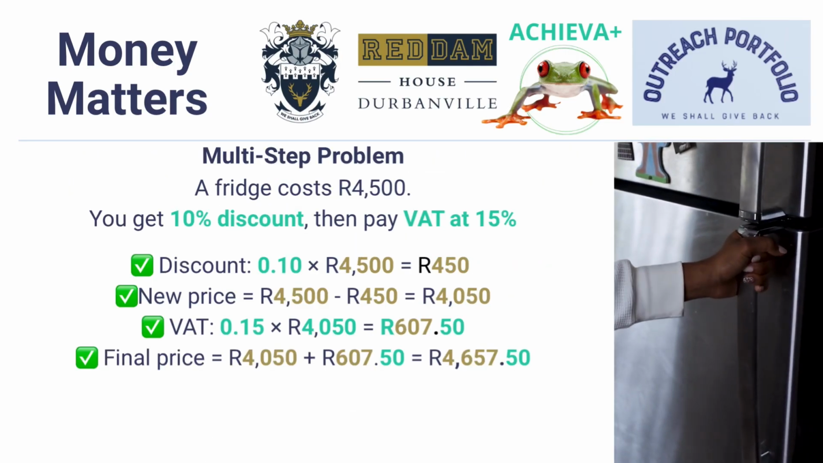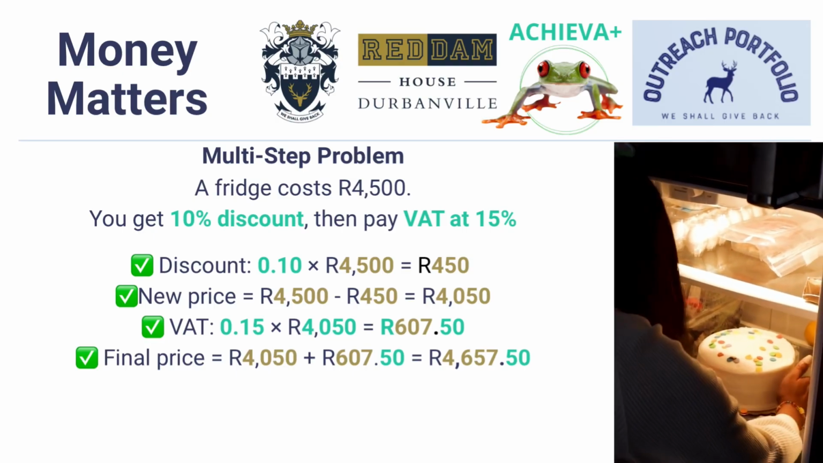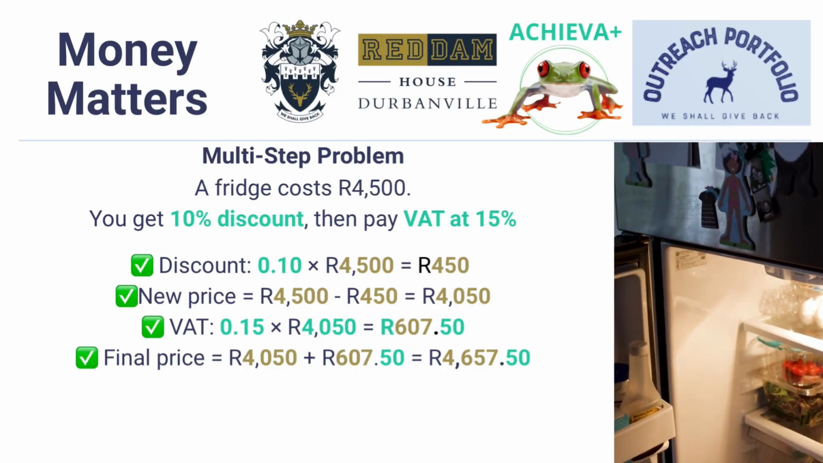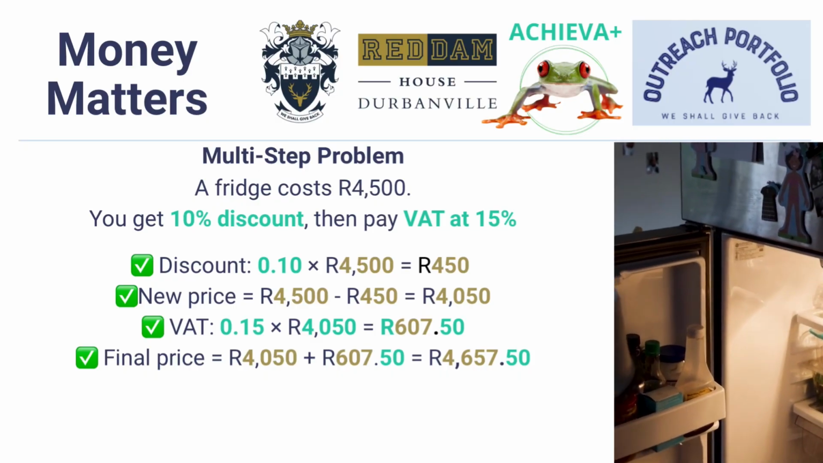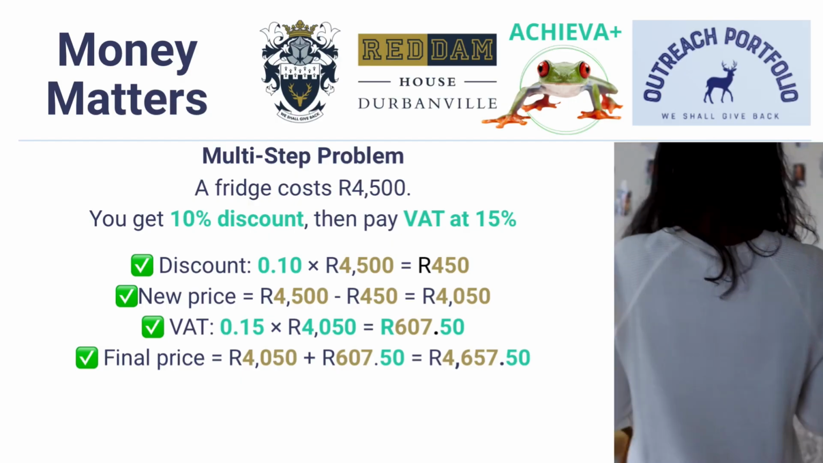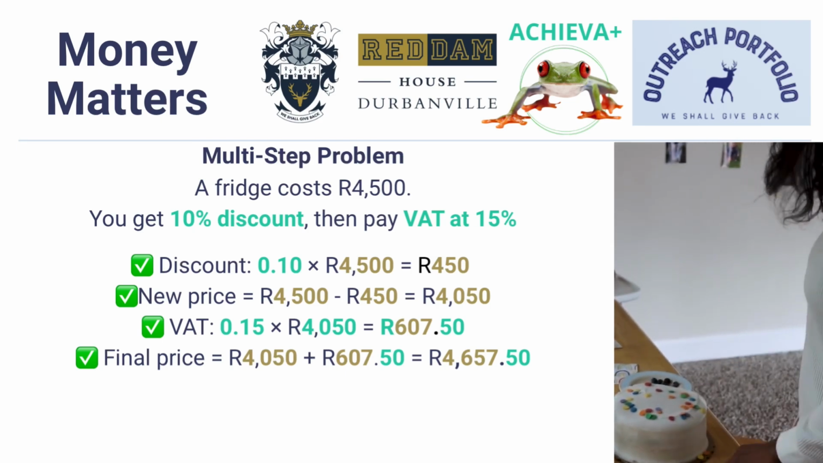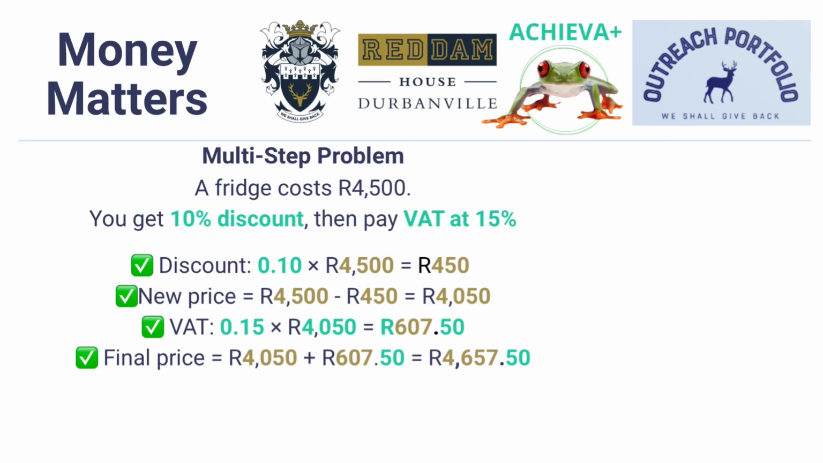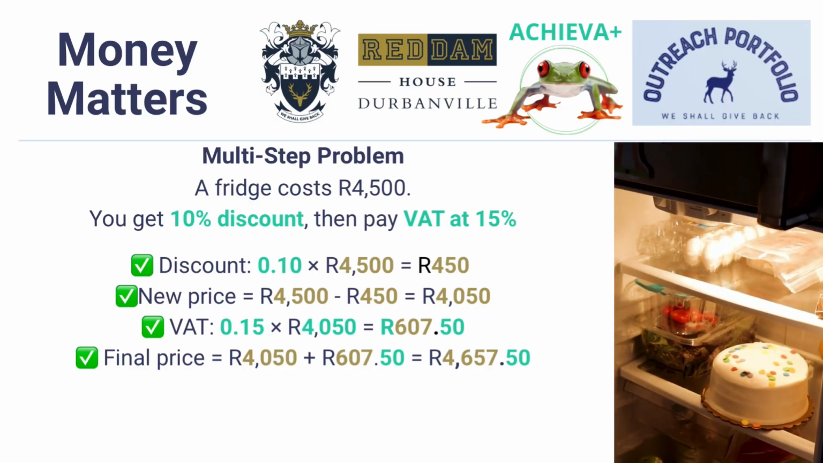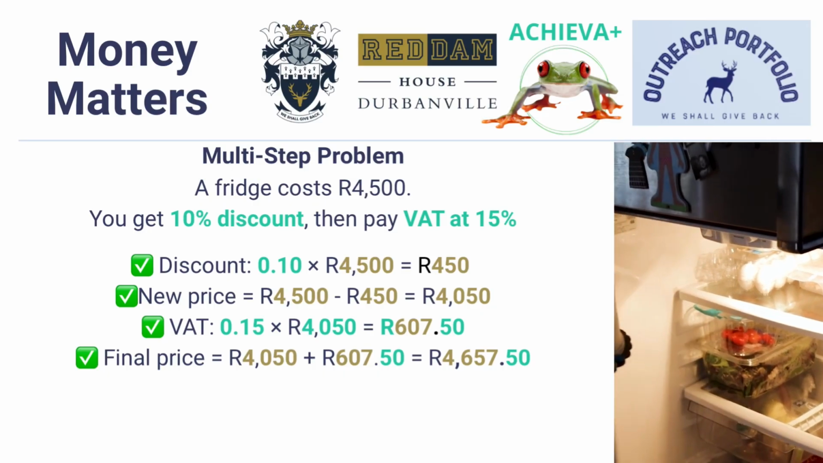Let's do a multi-step problem. A fridge costs 4,500 Rand. You get a 10% discount and then pay VAT at 15%. The discount is 0.10 times 4,500 Rand, which is 450 Rand. So the new price is 4,500 Rand minus 450 Rand, which is 4,050 Rand.